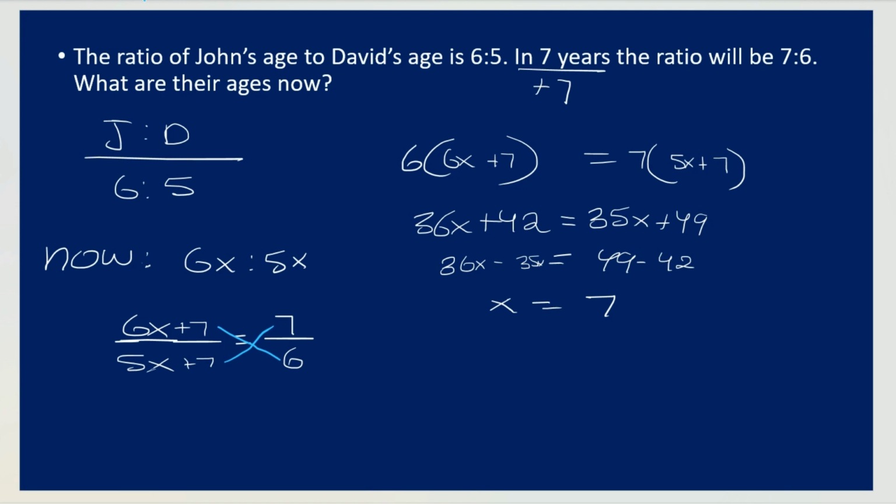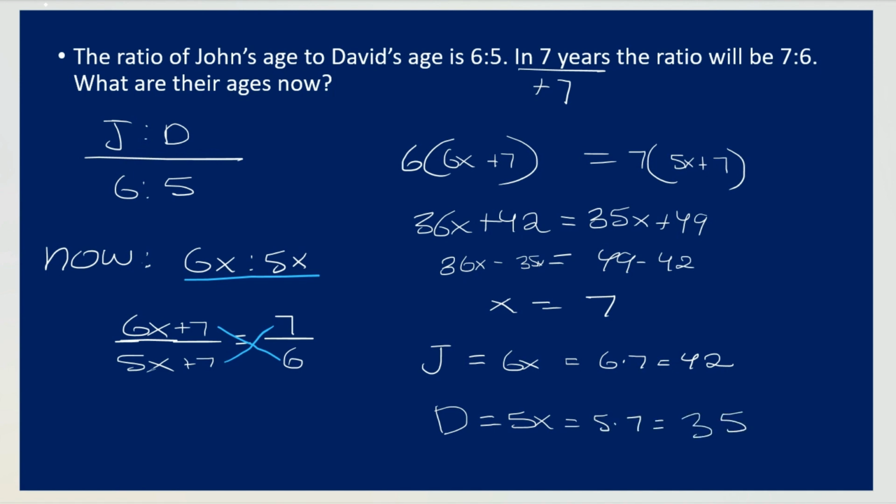And now, here, we want the ages now. So the ages now is 6x to 5x. So let's see. John's age is 6x, which means if you substitute 6 times 7, that means 42 now. And then same for David, except it's 5x. So 5x equals 5 times 7. So substituting again, 5 times 7 equals 35. And so here are our answers. So John is going to be 42, David is going to be 35.